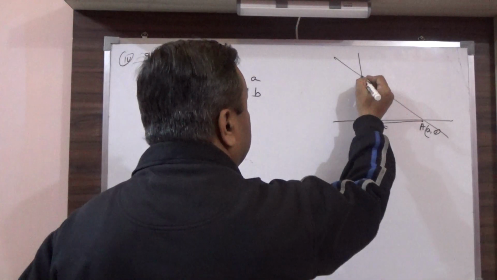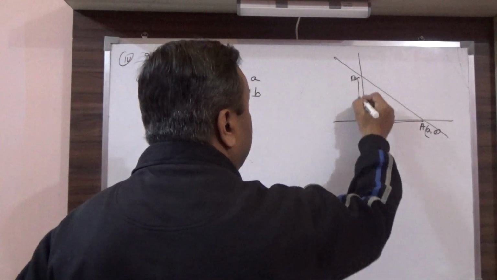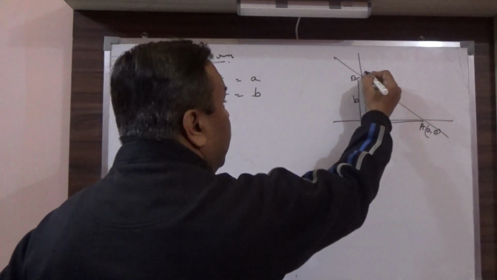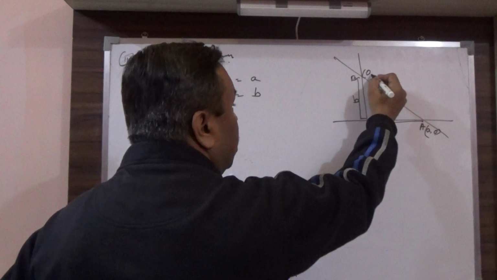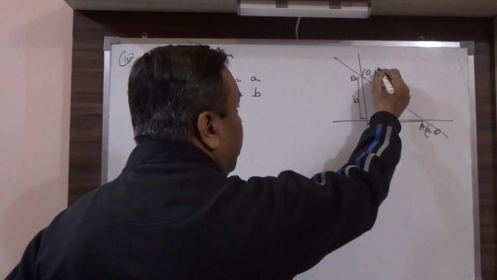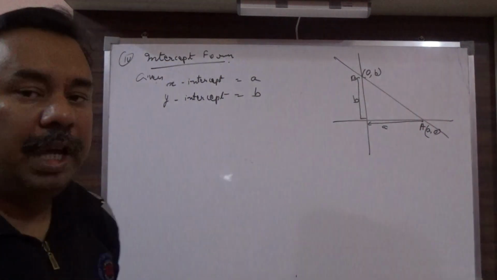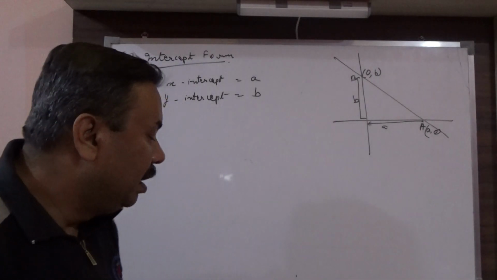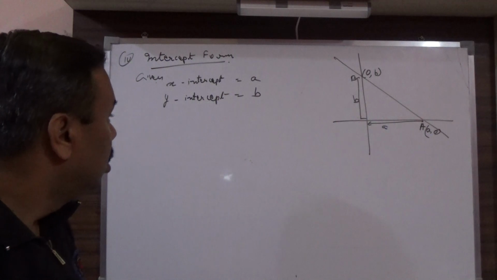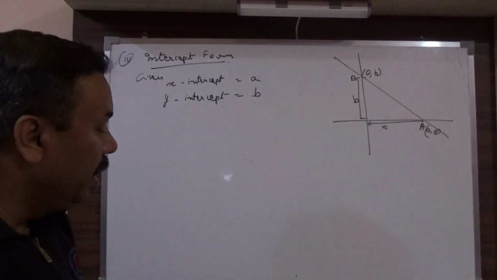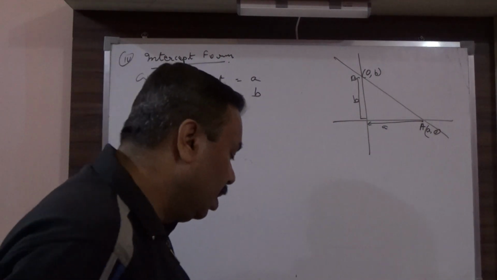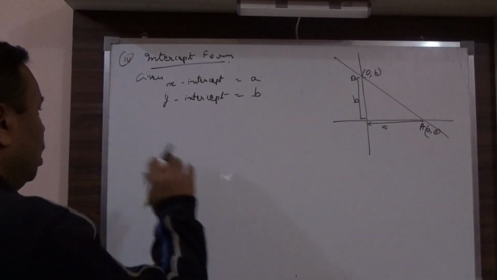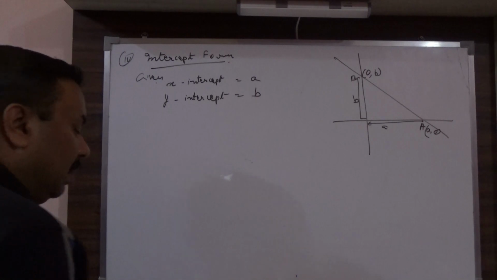Similarly, if y-intercept is B, that means this distance is B and the coordinates of this point will be x coordinate 0 and y coordinate small b. Now if I have got this, I can directly use any one of the formulas. Now how to do this? See, there is one thing.